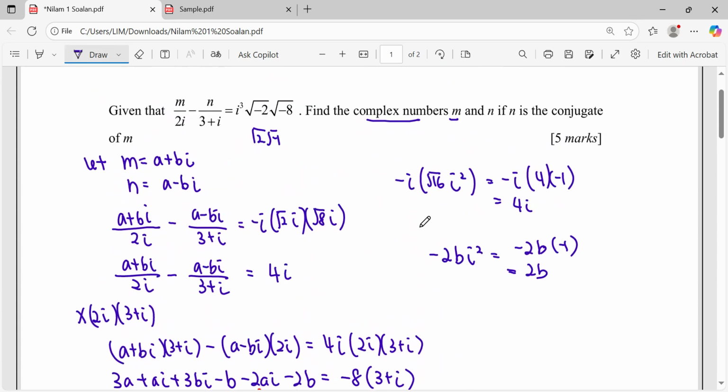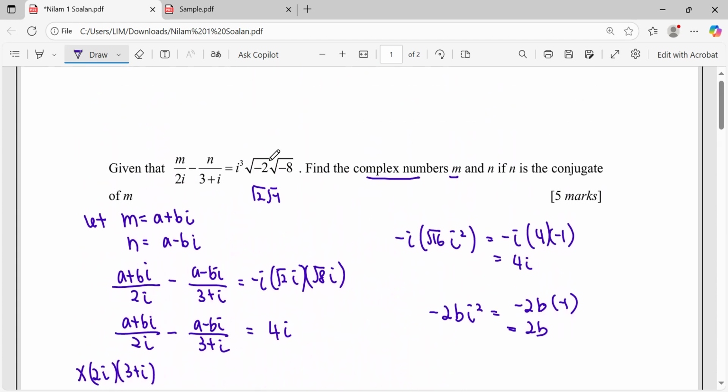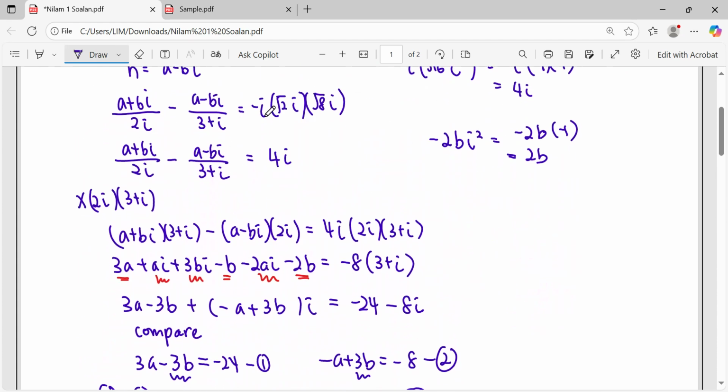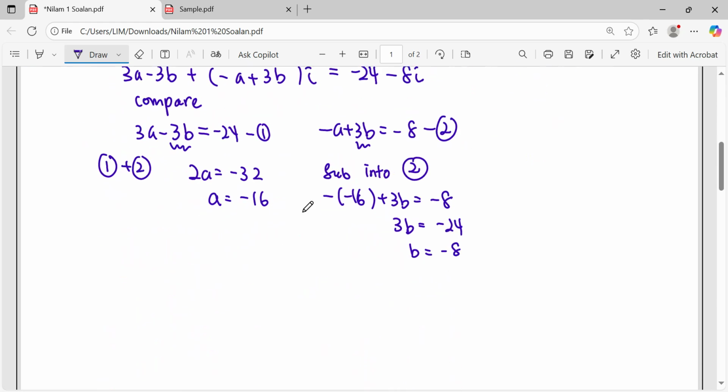So you can see, it is more simplified. This is the advantage of an equation. Remember, with an equation you can move things to the left hand side or right hand side. But after you move, make sure you clear it: at the end, the left hand side must be in standard form and the right hand side must be in standard form. Only then can you compare. So find out your m: m is -16 minus 8i. Then complex number n is its conjugate, -16 plus 8i. Alright, so that's all for this question.